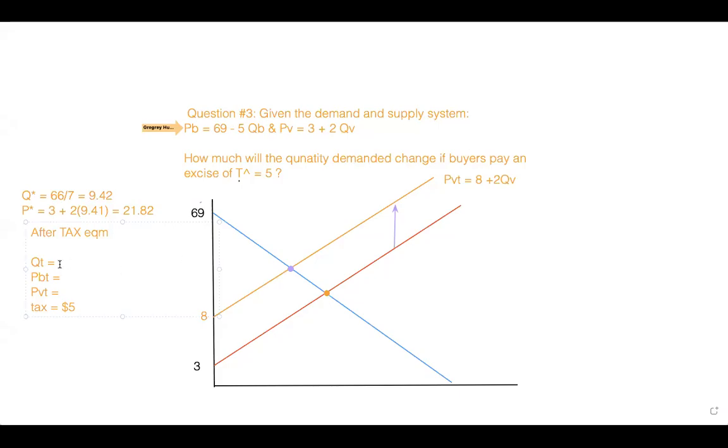Okay, so let's start with German. What did you get for Q_T, German? I got 8.71. So German, how did you get that? You want to tell us? Well, I put 8 plus 2Q equal to 69 minus 5Q, and I solved for Q.